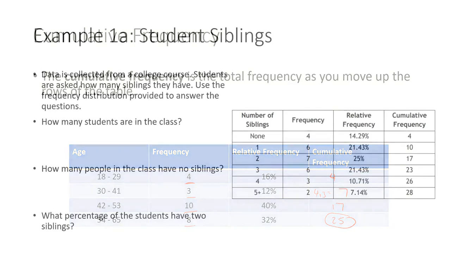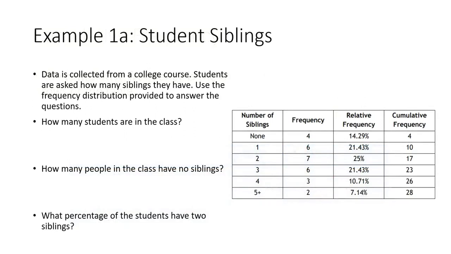We collect data on the number of siblings that students in a college course have. And we have their frequency, their relative frequency, and the cumulative frequency. We want to determine how many students are in the class. Well, we can do that by just adding up all the frequencies, or if you can remember, the cumulative frequency will give you the total. And so, there are a total number of 28 students in the class.